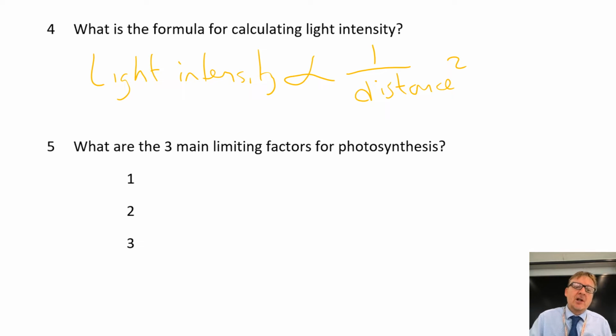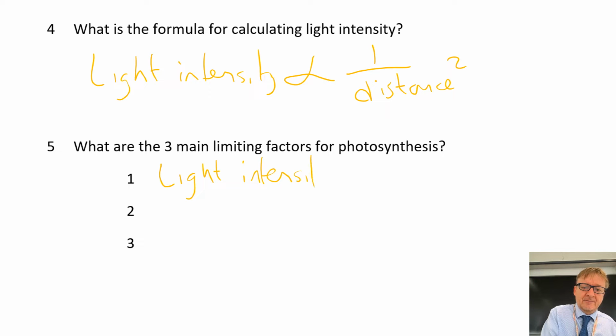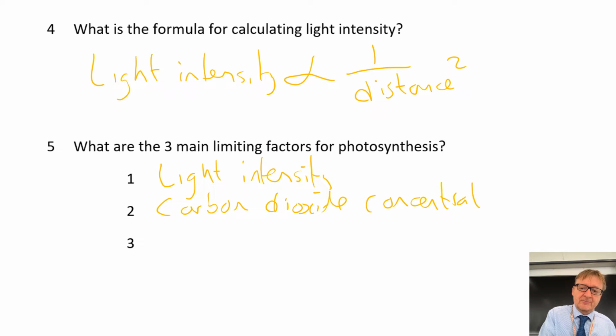Question number 5. What are the 3 main limiting factors for photosynthesis? It is light intensity. So it's not the amount of light, it's the light intensity that you've got to write down. It is the carbon dioxide concentration. So it's not the carbon dioxide, it's the concentration of carbon dioxide. And also temperature.